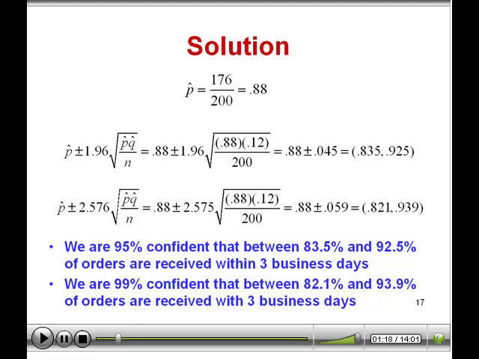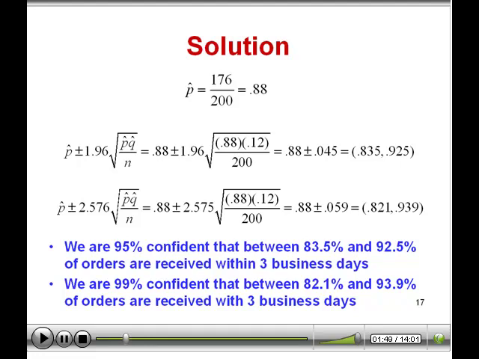We base everything on our sample proportion of 176 divided by 200, which is 0.88. So in this sample, 88% of the packages were delivered in 3 days. What does this say about deliveries in general? This is just the result from one sample. What can we be 95% confident about?